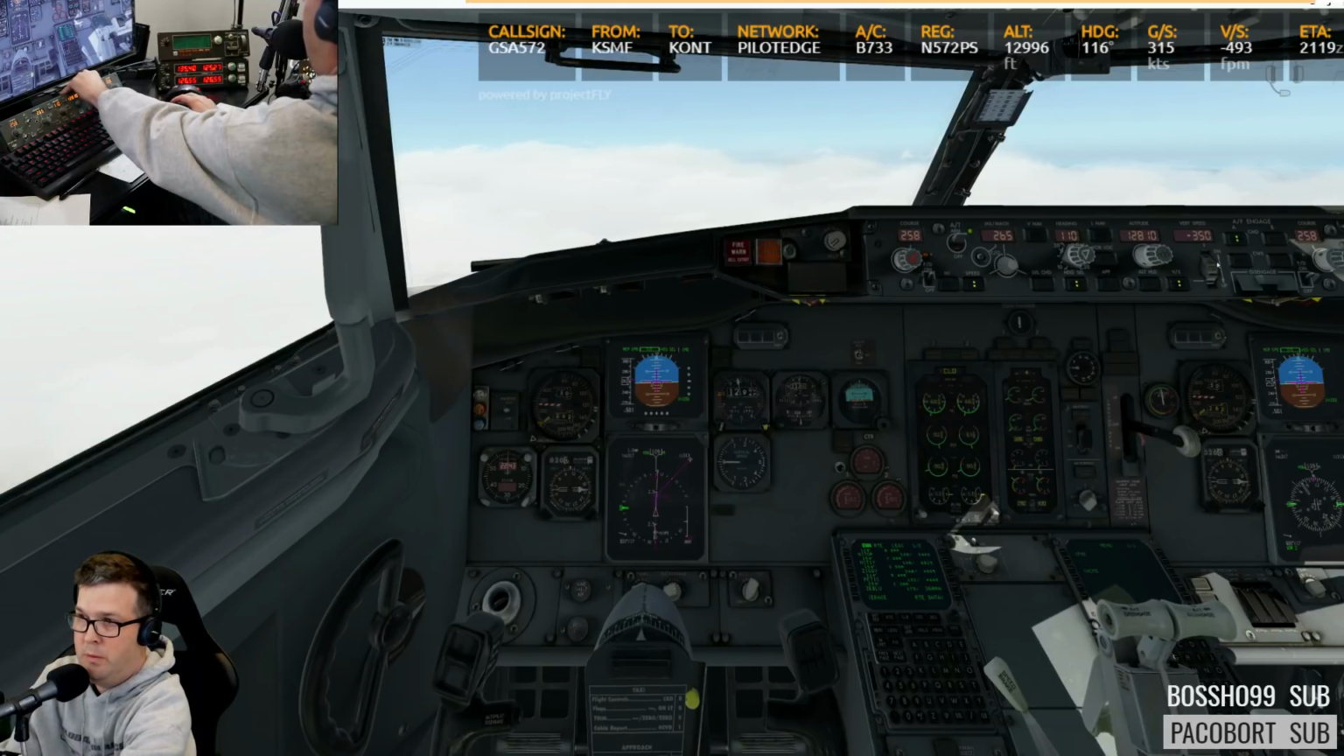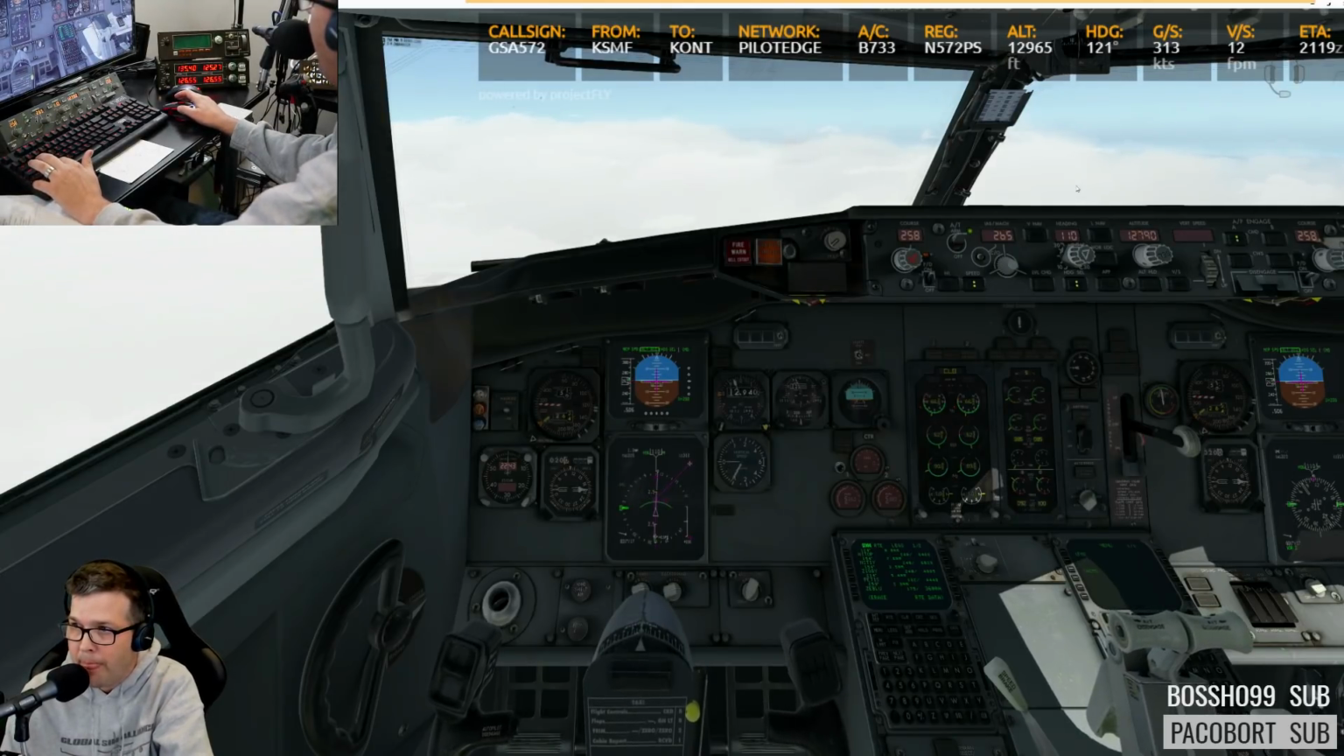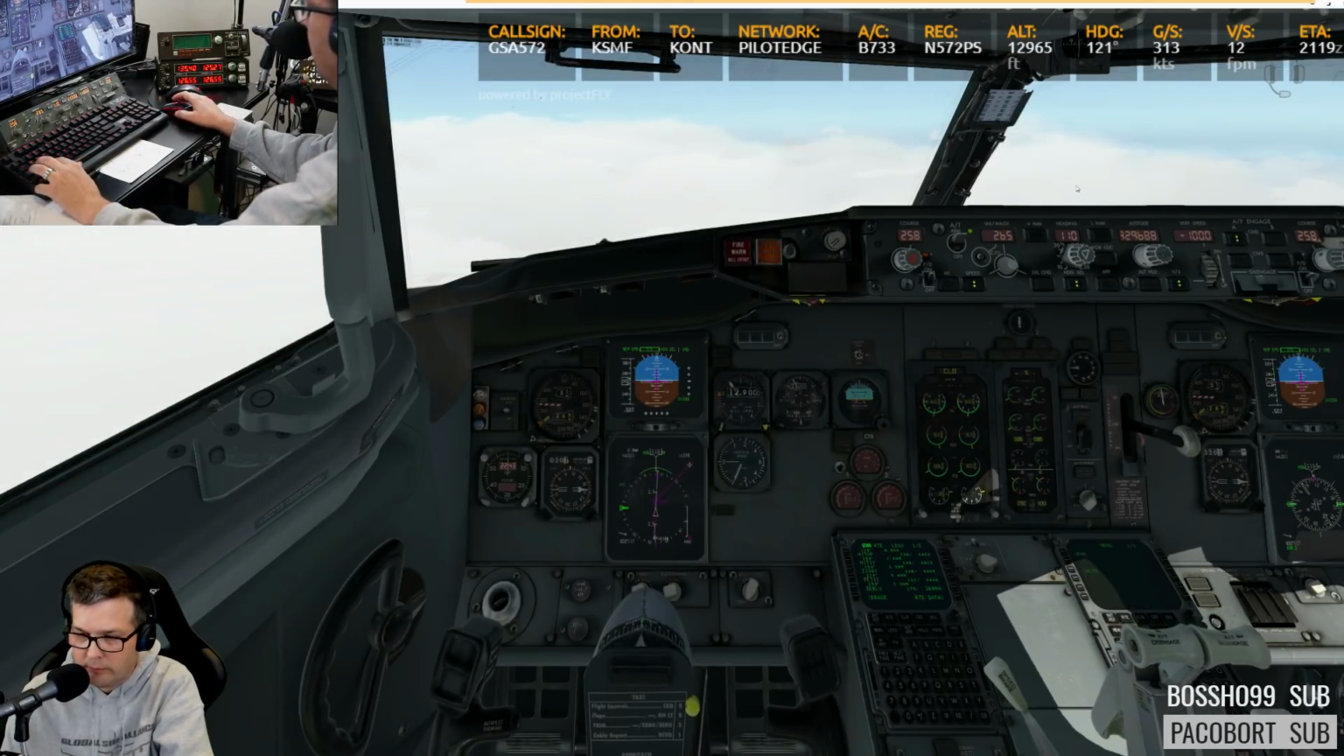Let's set our vertical speed. 349 Alpha Foxtrot, Los Angeles. Set altitude 9,000. Santa Barbara altimeter 29.85. Altitude 9,000 feet.